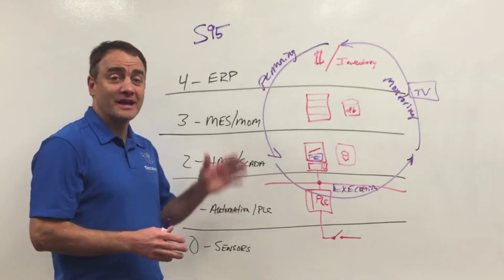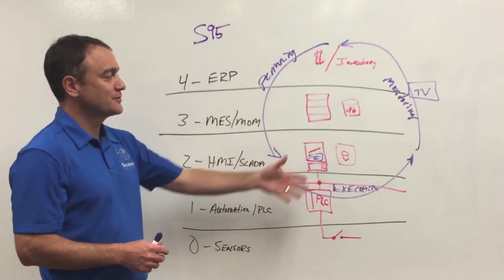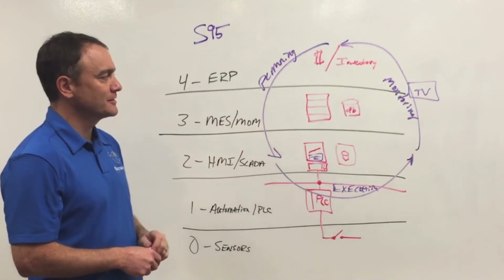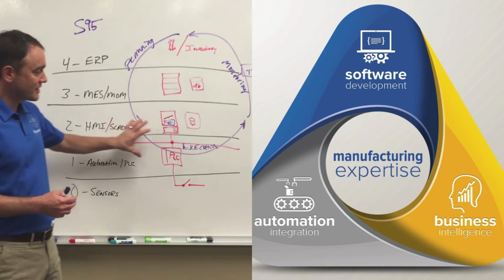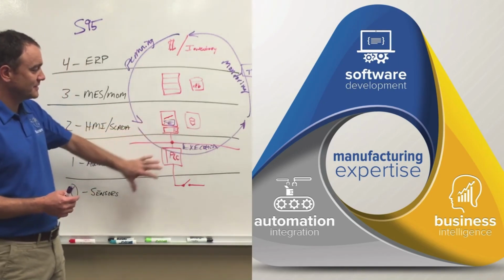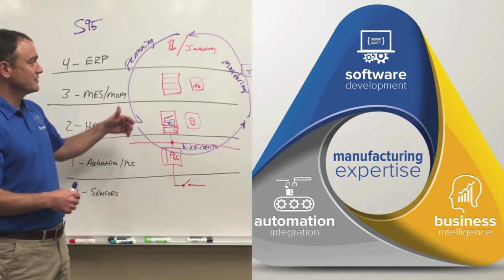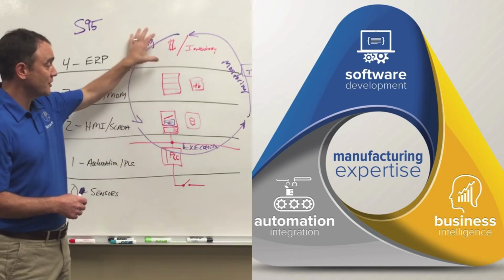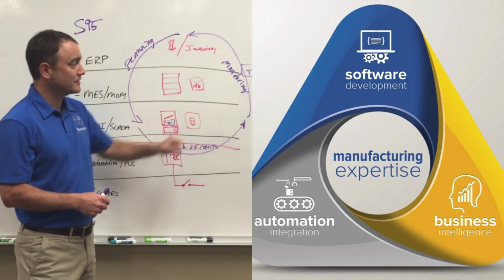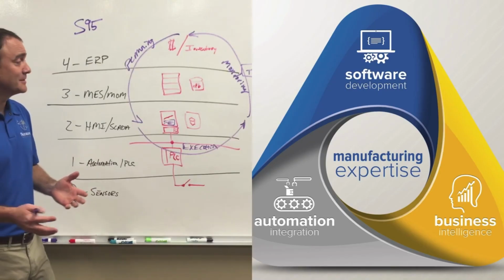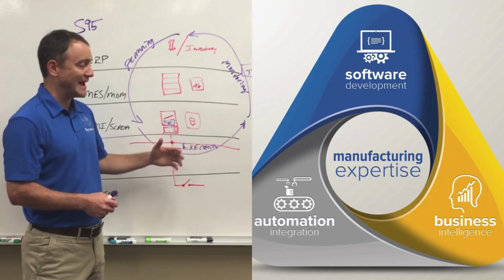So in addition to the S95 standard and these 5 levels, Flexware layers on these 3 flows, the planning, execution, and monitoring flow, and it really aligns with our teams here at Flexware as well. We have an automation integration team that focuses down here in integrating these layers, HMI, SCADA, and PLC. We have a software development team that writes custom software and integrates software in the planning and execution on into the monitoring phase. And then we have a business intelligence team that focuses more on the monitoring and displaying of the information that comes out of these flows.